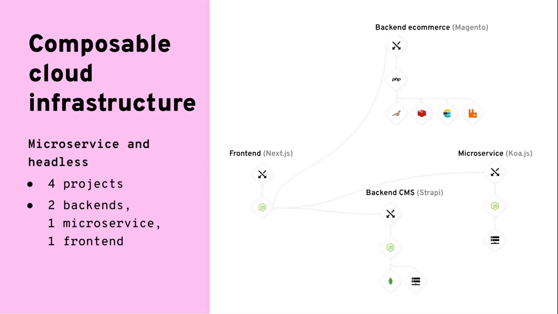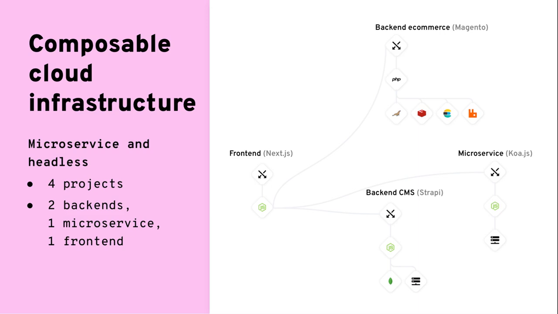This is also a microservice and headless application. The e-commerce backend is running Magento, and the CMS backend is on Strapi. We also have a microservice using Core.js, and all of those are behind a Next.js frontend.